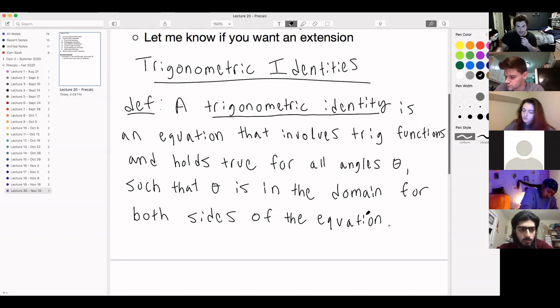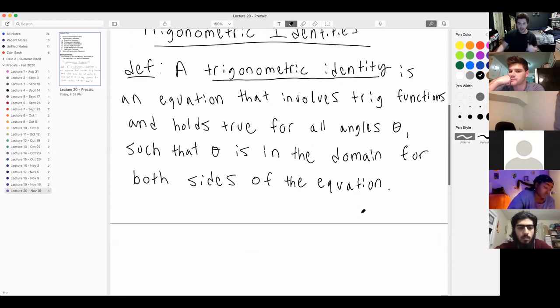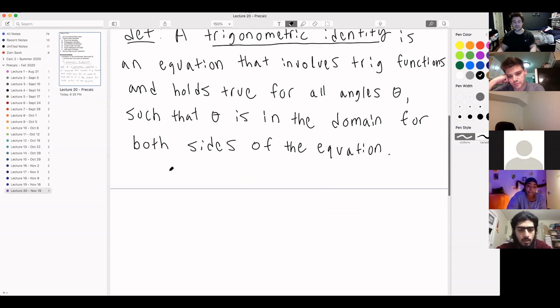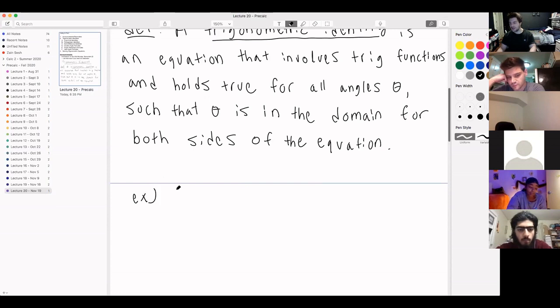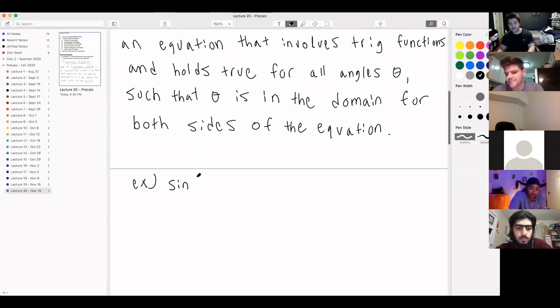So that's kind of like a mouthful, but essentially a trigonometric identity is just an equation that holds true. It's just a true statement, and it's going to hold for whatever values we plug into both sides of the equation. So here's an example of a trigonometric identity. We will show later that, in fact, sine of 2 theta is equal to 2 times sine of theta times cosine of theta.